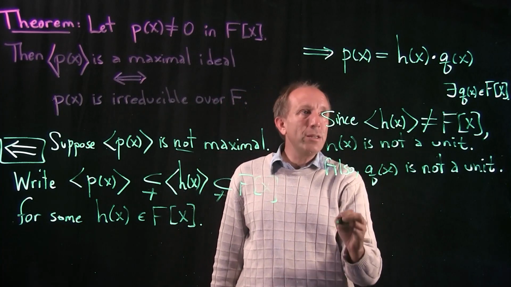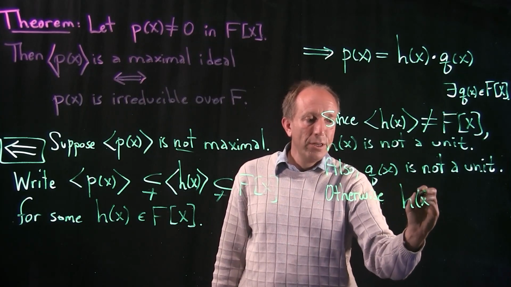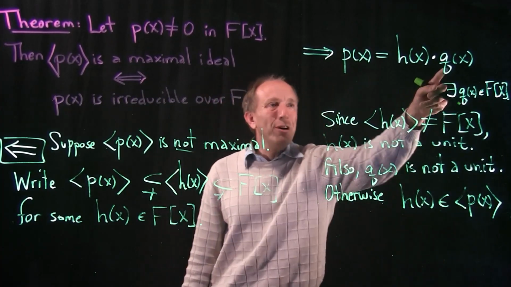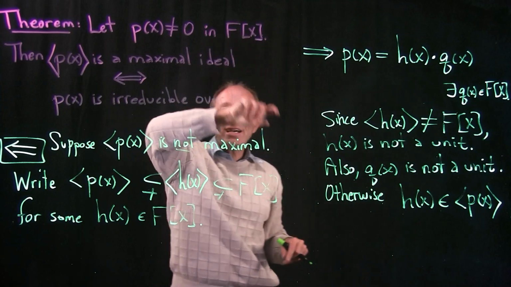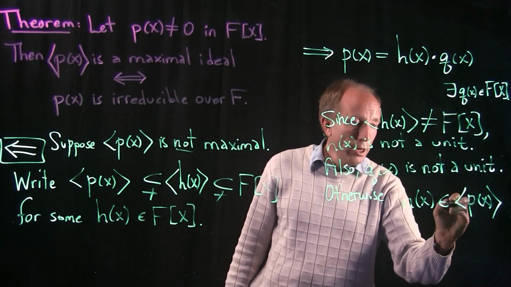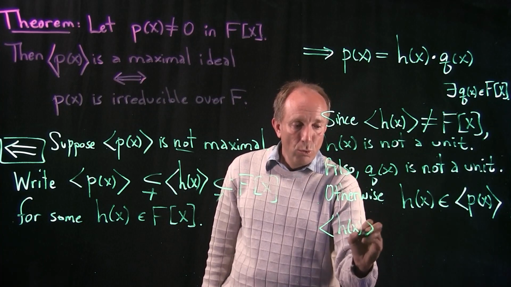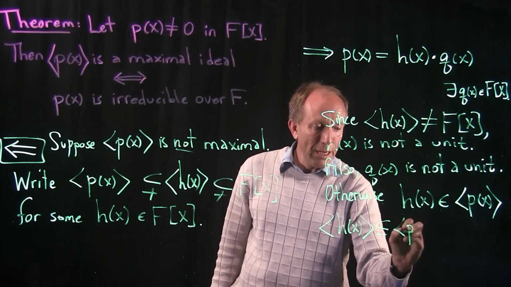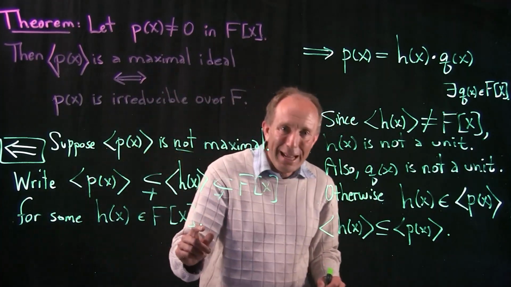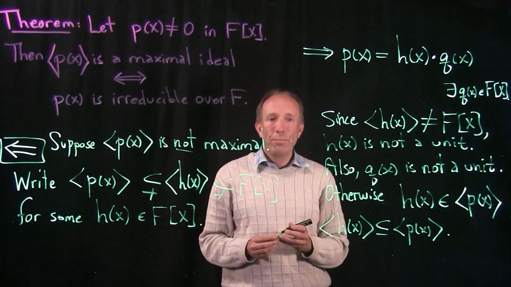q of x is not a unit, otherwise h of x would actually live as a multiple of p of x as well. We could just solve for h of x by moving the unit q of x to the other side with the inverse. We would use the inverse to do that. So, in fact, in this case, h of x would therefore create a principal ideal that's contained in p of x. But we already said that p of x is contained in h of x. That would make them equal. And we're not starting off with that premise.